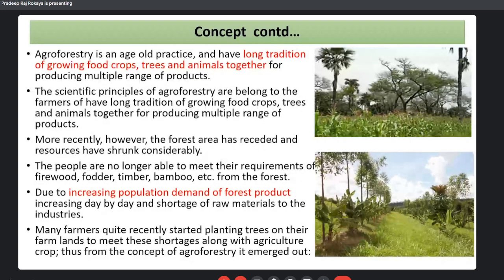There is not just one product but many kinds of products, agroforestry products. There might be trees, animals, and agricultural crops; a multiple range of products we can find.